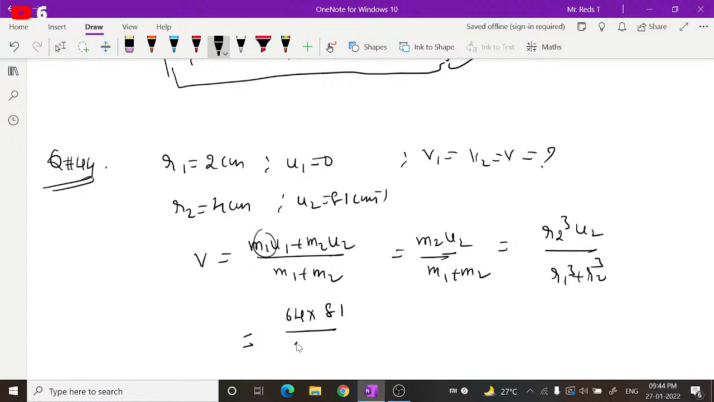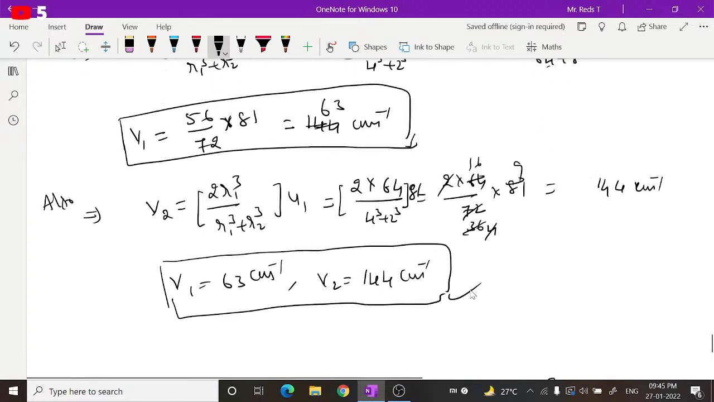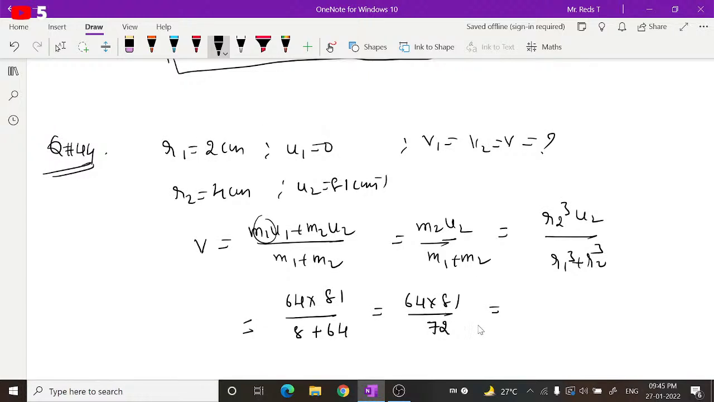Substituting these values, r2 cube is 64 into u2 is 81, divided by r1 cube, 2 cube is 8, plus r2 cube is 64. What is this? 64 into 81, this is how much? 72. Yes, this on simplifying, how much we get? The similar kind of the above one, right? What is that? 56 into 81 by 72 there we got. Here 64 into 81 by 72. So simplify this.